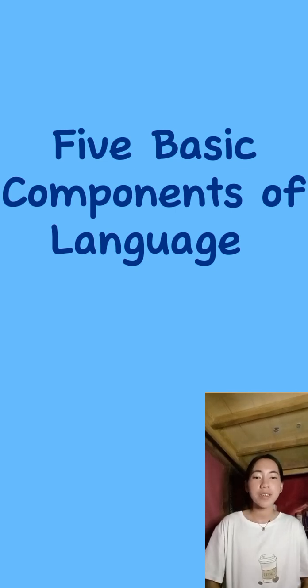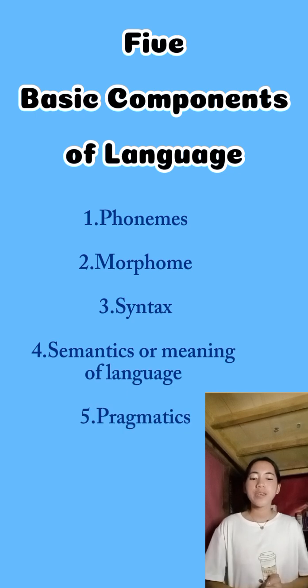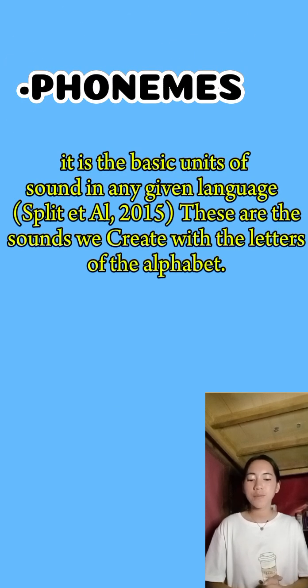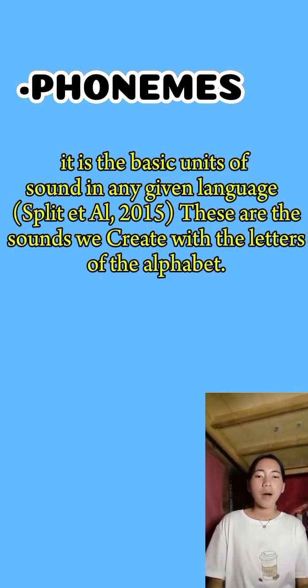So there are 5 basic components of language and those are the phonemes, morphemes, syntax, semantics or meaning of language, and lastly the pragmatics. So when we say phonemes, it is the basic units of sounds in any given language. These are the sounds that we create with the letters of the alphabet. So meaning, mga sounds ni siya nga ato ang na-create together with the letters of the alphabet.